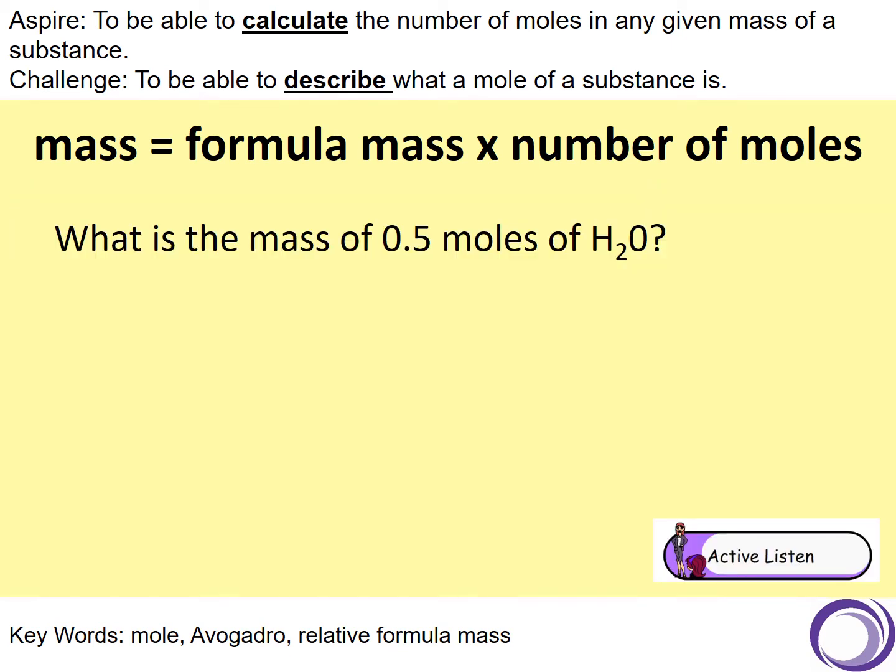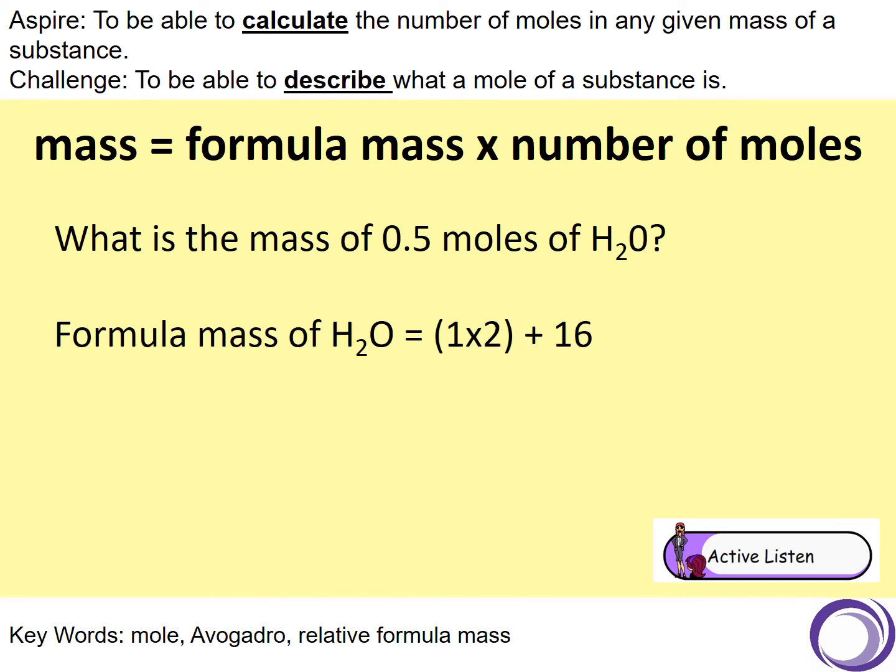So here's an example. What is the mass of 0.5 moles of water? So we start off with the formula mass of water. So it's 1 times 2 for the hydrogens plus 16. So we end up with our formula mass of 18. And we clearly show how we've worked that out unless they give it to us in the question. We then put in the numbers that we know. The mass is the formula mass 18, which we've just calculated, and 0.5, which is the number of moles that we've got from the question. Using a calculator, we then work out that the mass is 9, and we know that the units are always in grams.